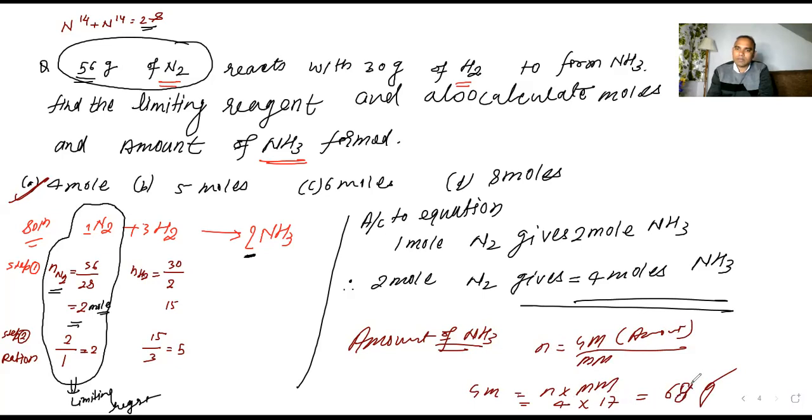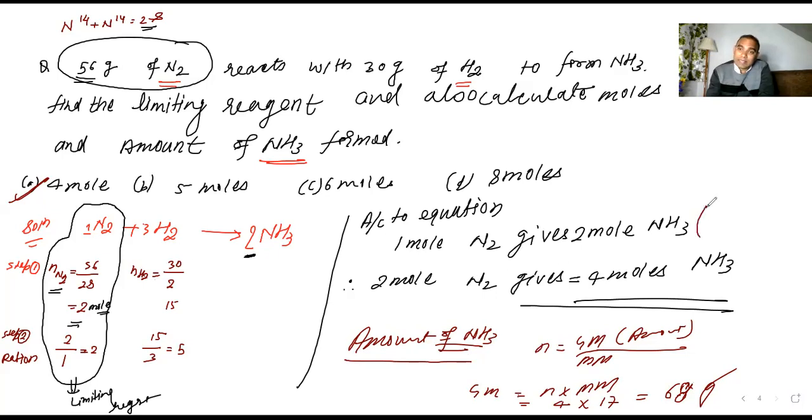Wait, I'm thinking. 17 times 4 is 68, that's right. But I'm just thinking about the 4 moles, because we need 2. So we're comparing the amount of moles that we calculated against the coefficient to see. Okay, yeah, I got it.